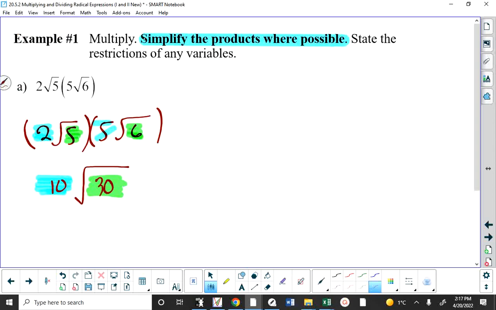Now, can you simplify that? So the question is, can you simplify root 30? No, because 30 is 6 times 5. That's it. No perfect squares, no pairs of numbers that are identical. Why does this work, by the way?